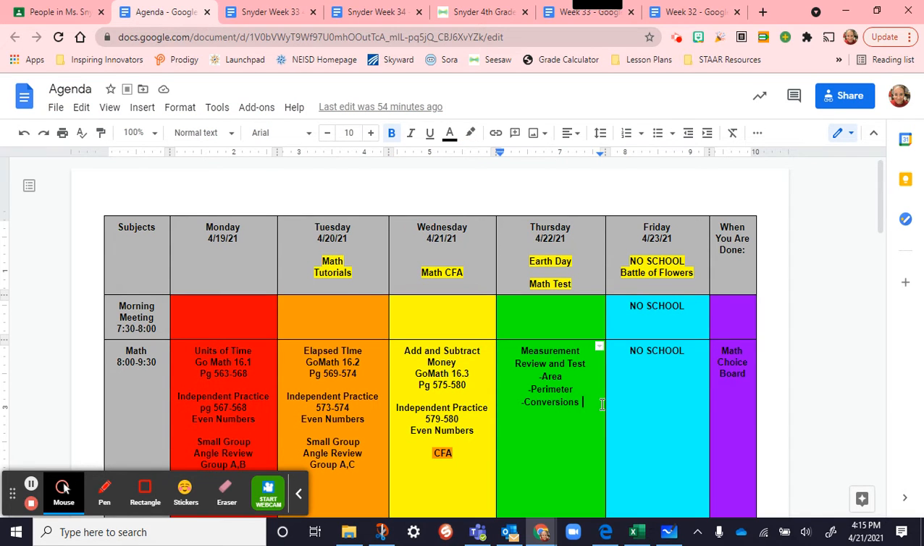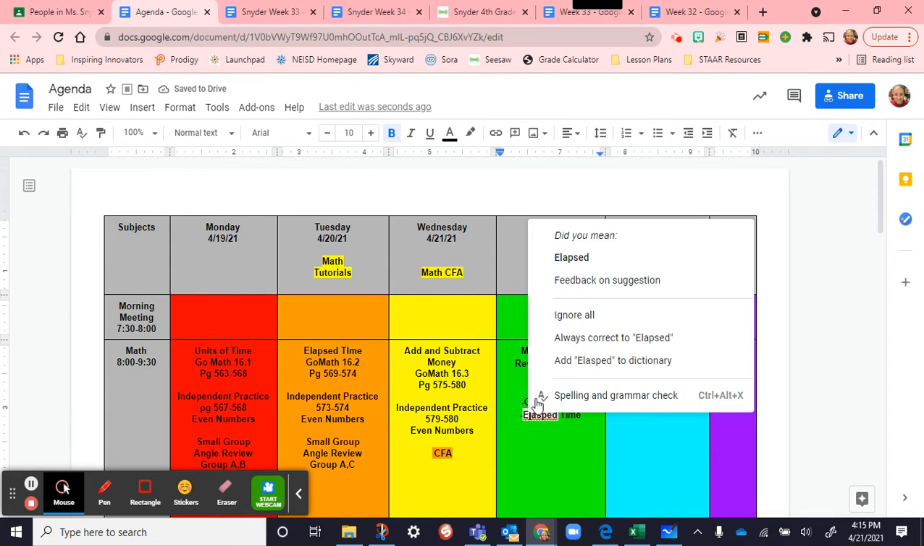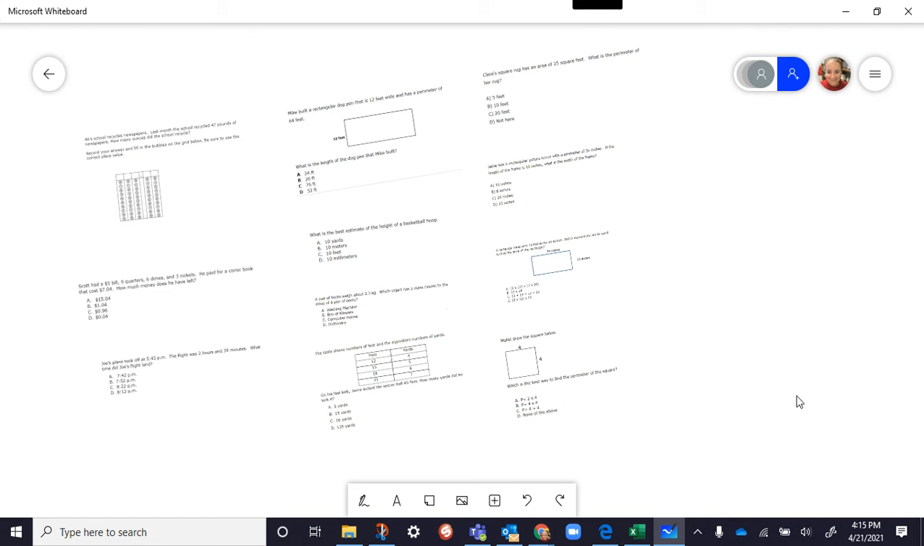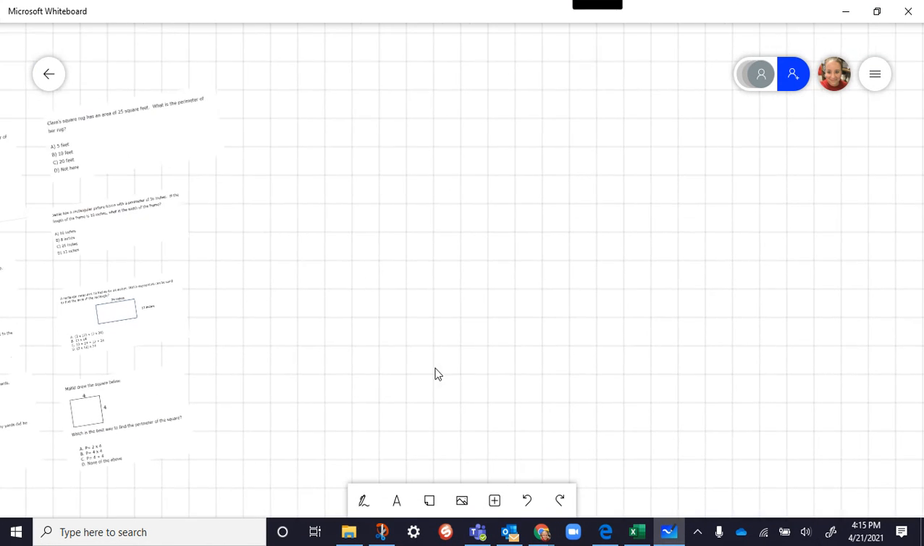So we've got area, perimeter, we've got conversions, we've got elapsed time, and then we have also adding and subtracting money. So I put some of these problems on the whiteboard here, and we're going to take a look at them.